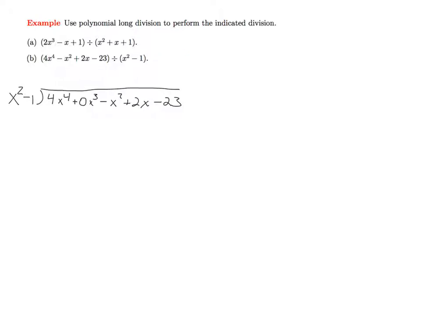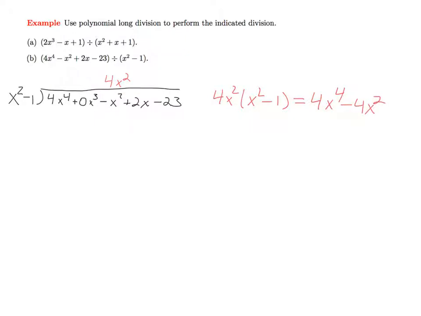And we start by asking, what do I need to multiply the leading term of the divisor by in order to match and cancel the leading term of the polynomial? If this is 4x to the fourth, I need to multiply by 4x squared. So we multiply 4x squared times the divisor, x squared minus 1, and this gives us 4x to the fourth minus 4x squared.